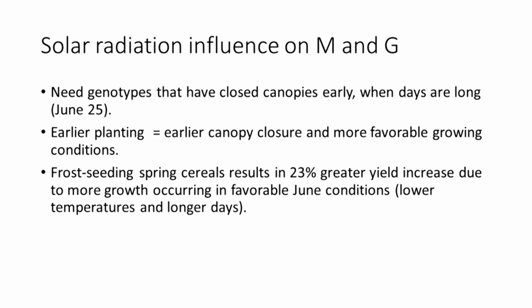One management practice that has been heavily researched in Ontario is the practice of frost seeding spring cereals. You're essentially seeding cereals not at the end of April or early May when they're normally sown, but much earlier, when the soil is almost frozen, just barely above freezing. And the idea here is that you're seeding earlier, and as a result, that crop is going to reach flowering earlier. Development will be quicker than if it was planted in April or May.